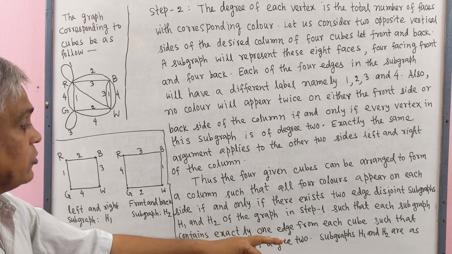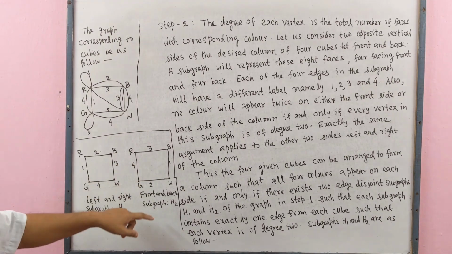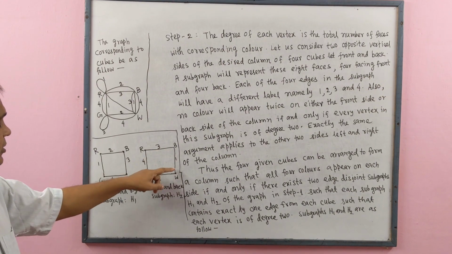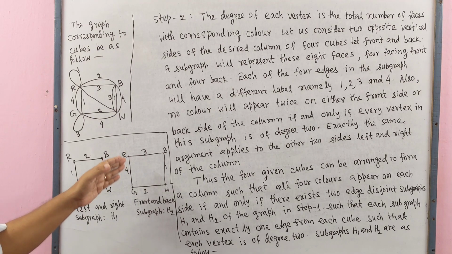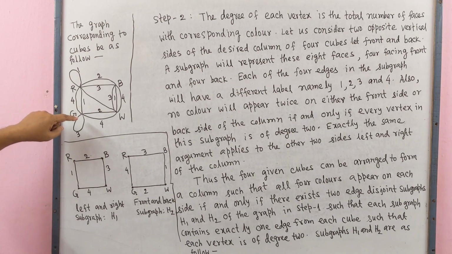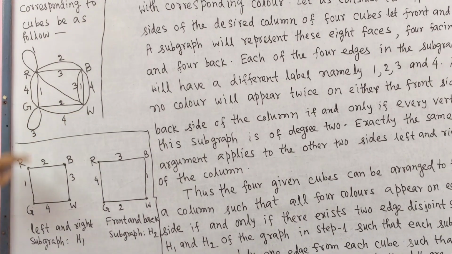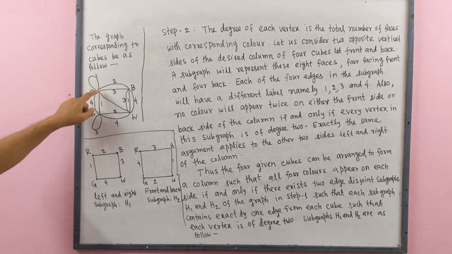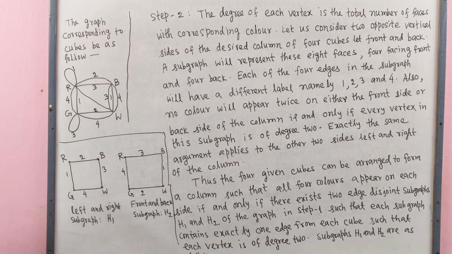Subgraphs H1 and H2 are as follows. This is the subgraph H1 and this is the subgraph H2. This is for the left and right faces. This is the subgraph for the front and back faces. These are 2 edge disjoint subgraphs. Here we have taken 1, 2, 3 and 4. And for this we have taken 4, 3, 1 and 2. These are the edges.